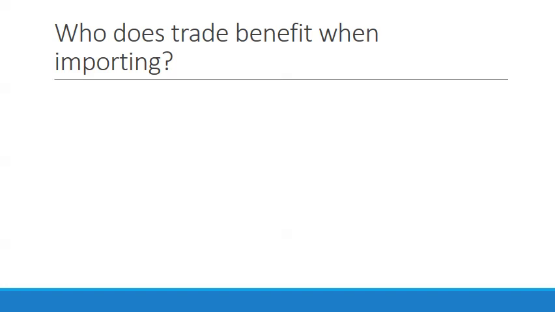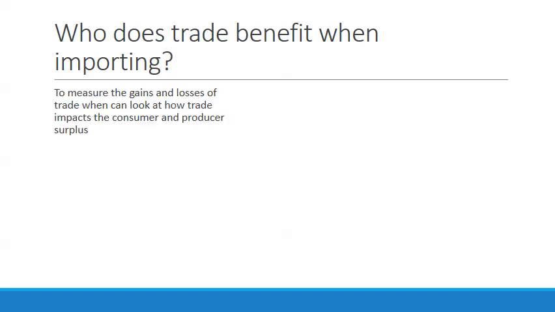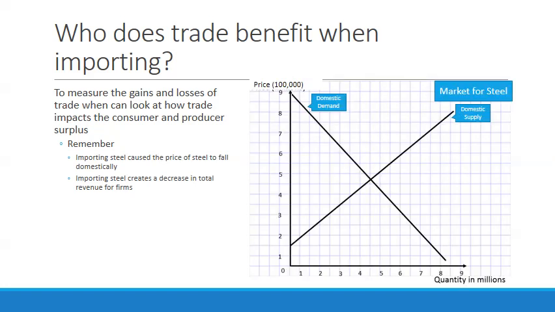Okay, so we want to ask this question, who does trade benefit with importing? To measure the gains and losses of trade, we can look at how trade impacts the consumer and producer surplus, just like we did with exports. So remember that importing steel caused the price of steel to fall domestically, but importing steel creates a decrease in total revenue for firms as well. So when we pull it up and we look at the domestic demand and domestic supply, and we see where equilibrium is, consumer and producer surplus with no trade at all looks like that.